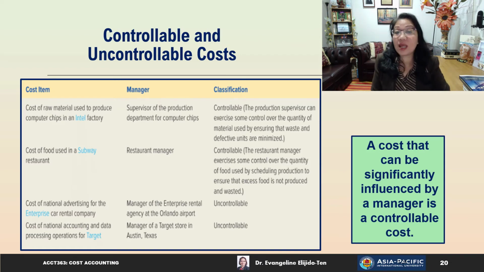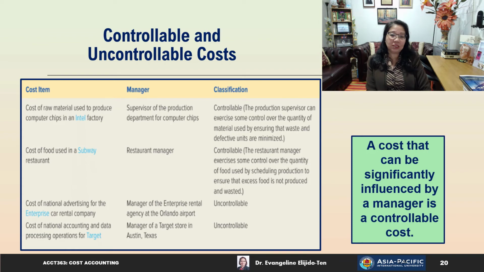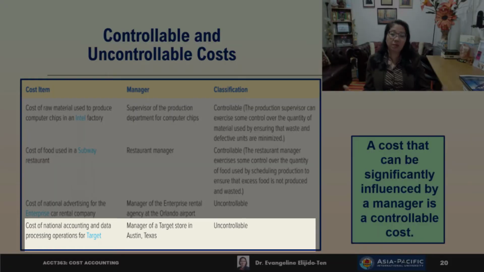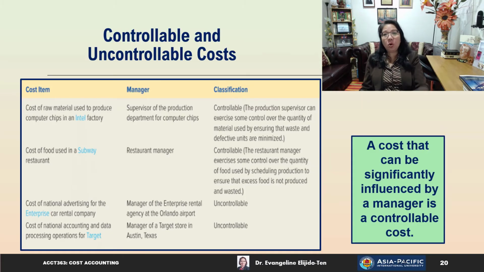What about the fourth item? Cost of national accounting and data processing operations for Target. So who's the manager responsible? The manager of a particular store, for example, the store in Austin, Texas. Can the manager in Austin, Texas control this data processing operation cost? He or she can't. Why? Because this is again decided by the head office and therefore beyond the control of the manager of the branch.